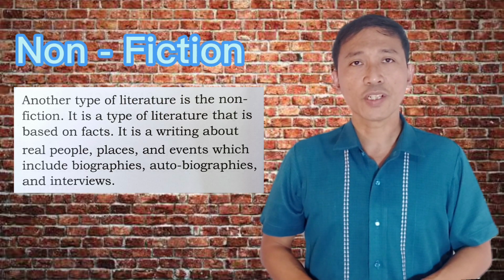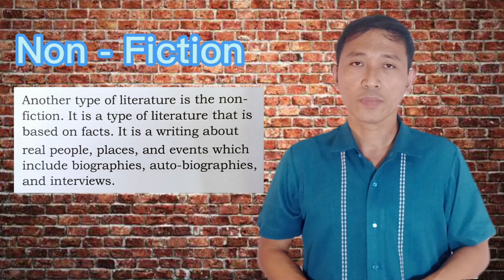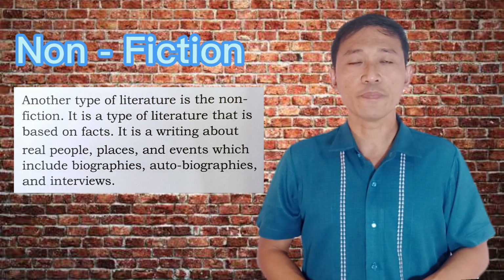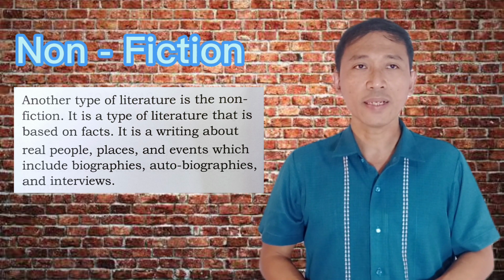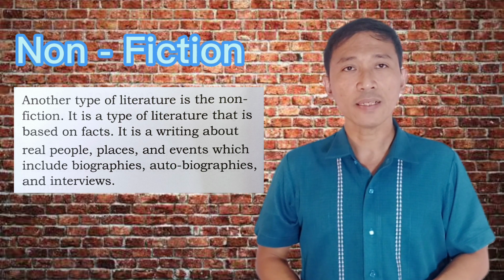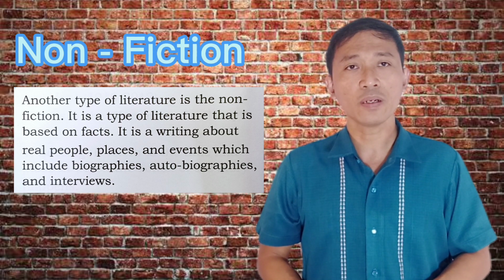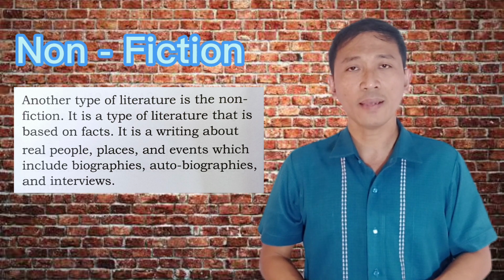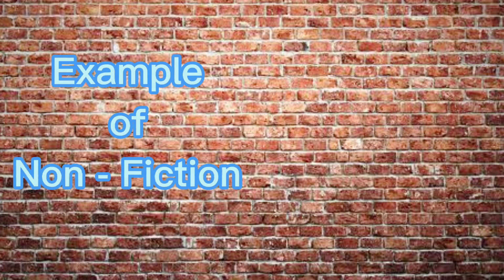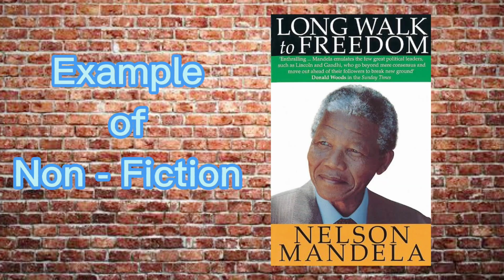Another type of literature is the non-fiction. It is a type of literature that is based on facts. It is a writing about real people, places, and events, which include biographies, autobiographies, and interviews. Example of non-fiction: Long Walk to Freedom, an autobiography, a self-written story of Nelson Mandela, who was a South African activist and former president.